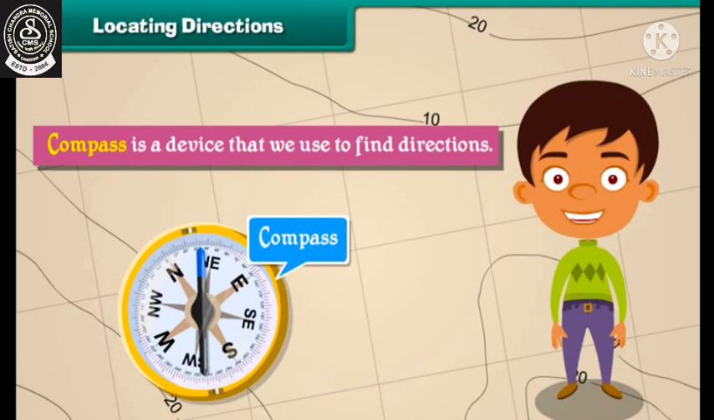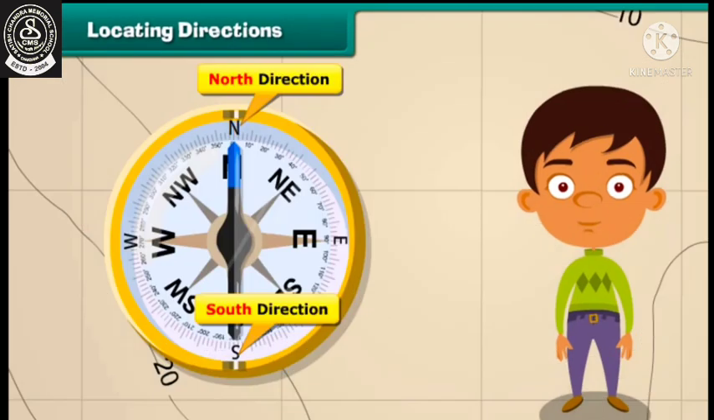By using a compass, we can locate or find directions correctly. So a compass is used for finding the correct direction. So here in the picture you can see a compass is a device that we use to find direction. Here you can see in the compass, this blue colored arrow is showing the north direction, and opposite of it is the south direction. Now you can see all the directions in the compass. This is a compass.